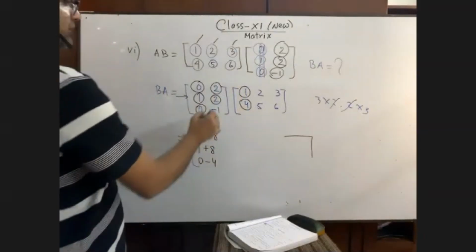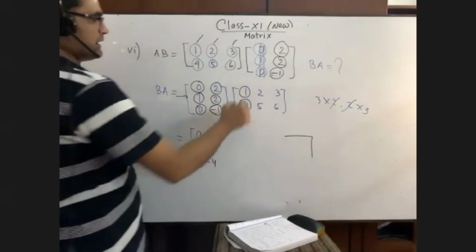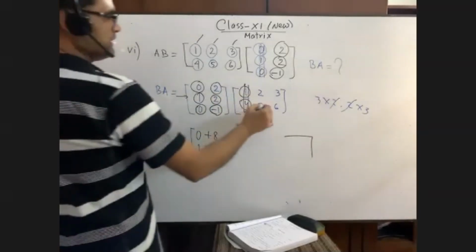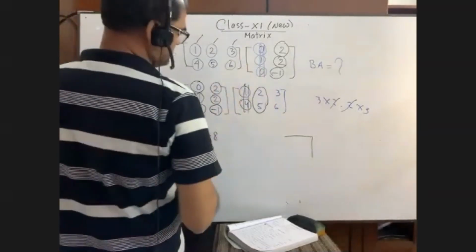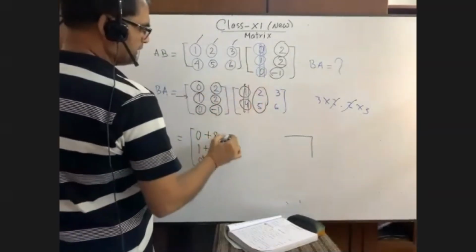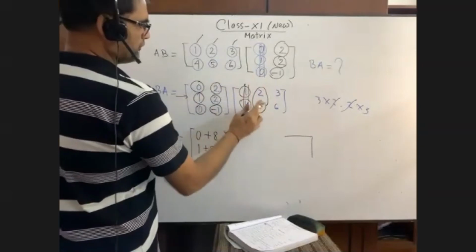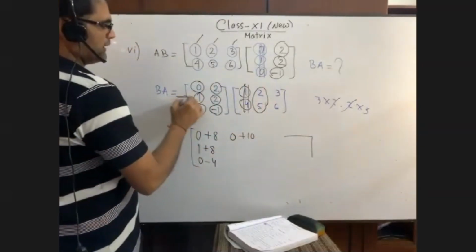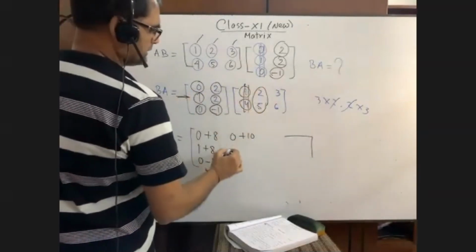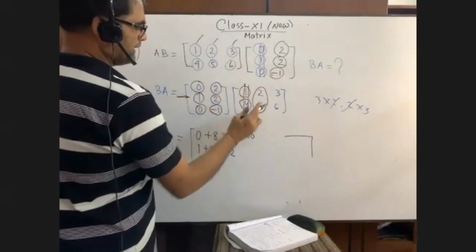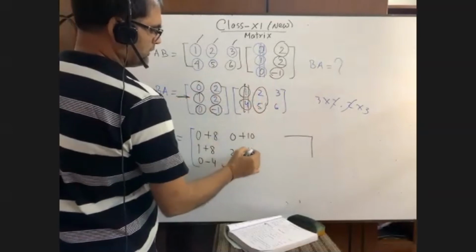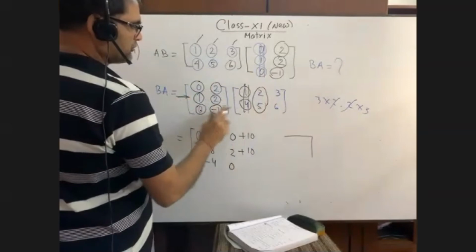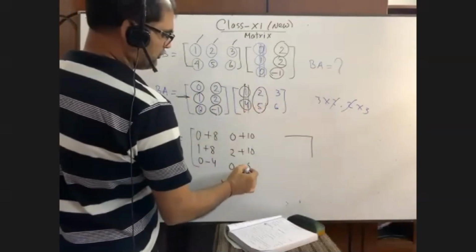Okay, this is taken. Now, suppose it is not given in your question. So what will you do with this part? 0 into 2, that is 0. 2 into 5, that is 10. Done. Now this part, 1 into 2, that is 2. 2 into 5, that is plus 10. Again, 0 into 2, that is 0. Minus 1 into 5, that is minus 5.